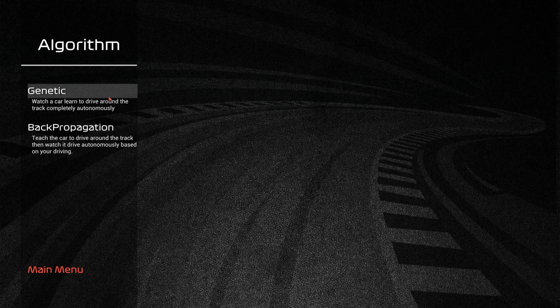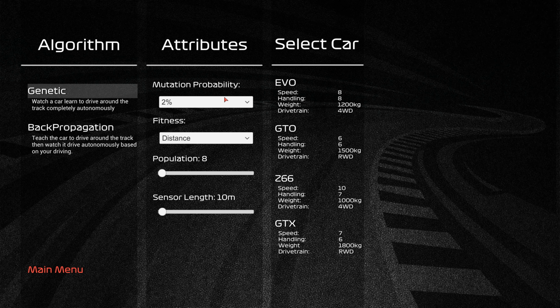Learning mode is where you can observe and experiment with the training process of the genetic and backpropagation algorithms. Selecting the genetic mode will show up the following attributes. The mutation probability changes how often the child will be mutated. The fitness value changes how the fitness of the children should be calculated, and there are three types: distance, drive time, and lap time. You can find more details about these in the user manual.